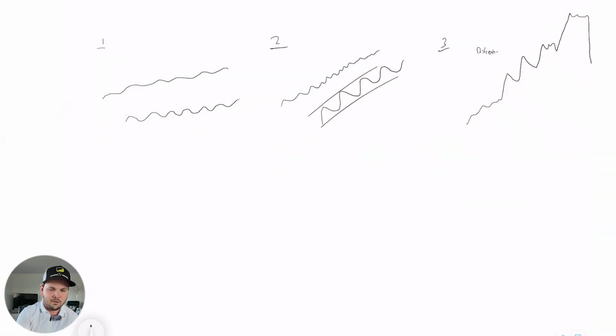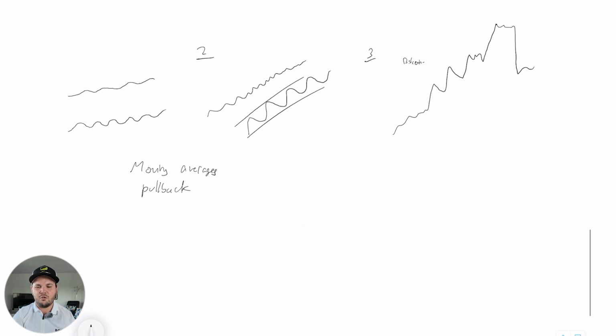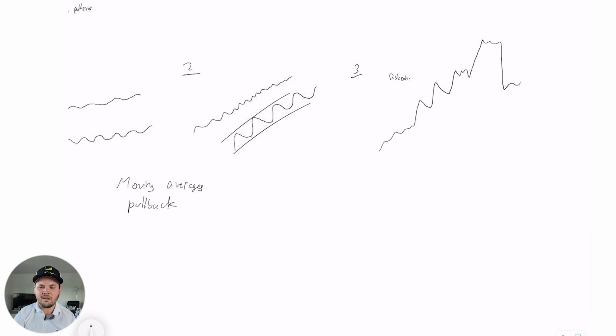So if it's number 1 or number 2, we can actually use moving averages, right? A pullback to a moving average, so pullback. If it's number 3, it's kind of hard to do that because we have price go up so quick, it's never going to go back to a moving average. So you have to be a lot more aggressive on this one.